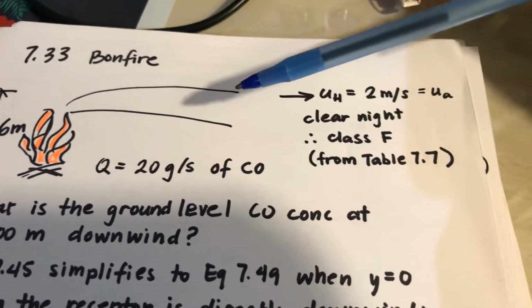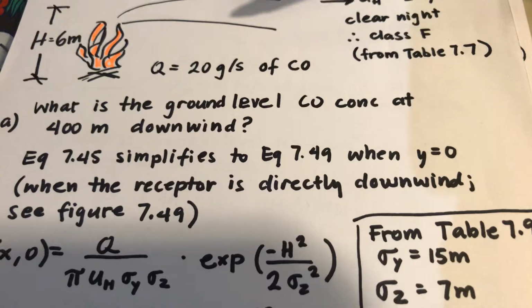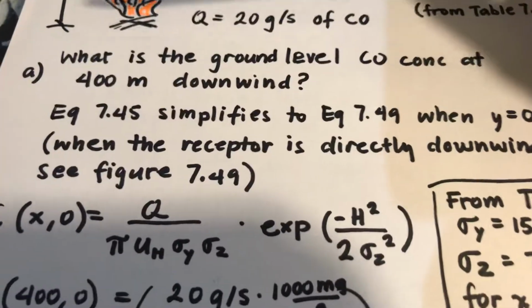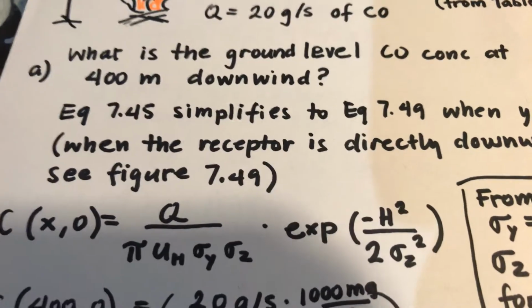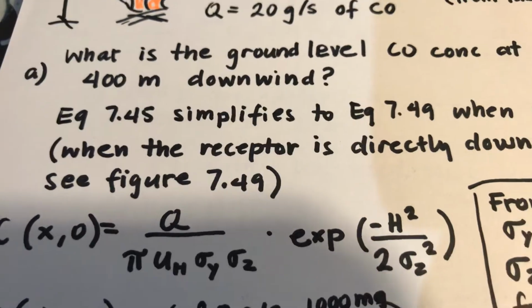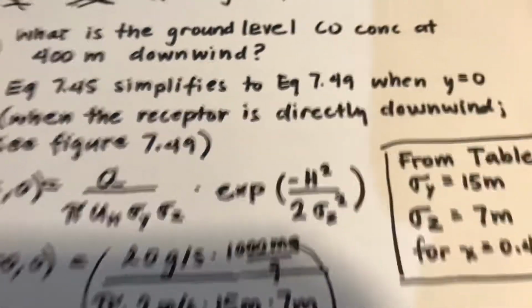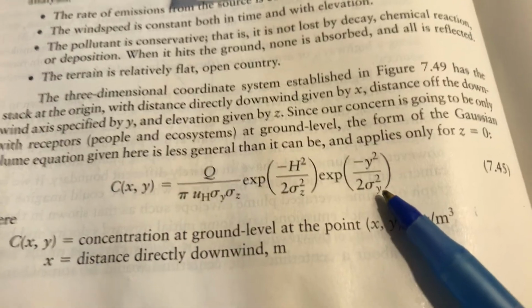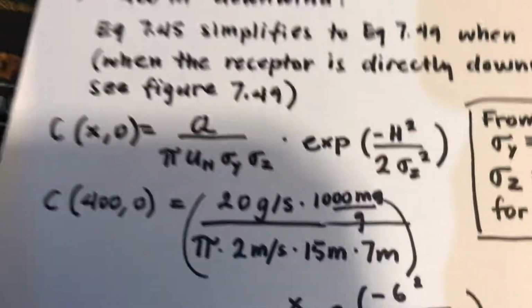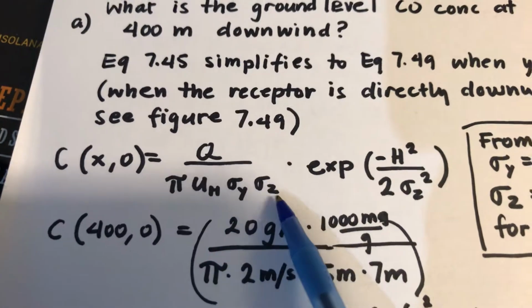So what we need to do is solve for our concentration at ground level. That means we're going to use equation 7.49, which is a simplification of 7.45. Let me just pan over here so you can see 7.45. Since it's at ground level, y equals 0, so this last term falls out, and we're left with this equation here.